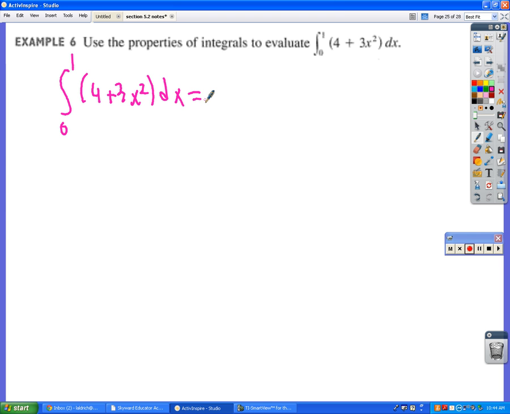Okay, so we're going to break this down into 2 different pieces. This is the integral from 0 to 1 of 4 dx plus the integral from 0 to 1 of 3x squared dx. That's one of the things you can do: take things that are being added together and break it down into 2 simple pieces. This one is going to be a rectangle, and so the answer to this one would be 4.